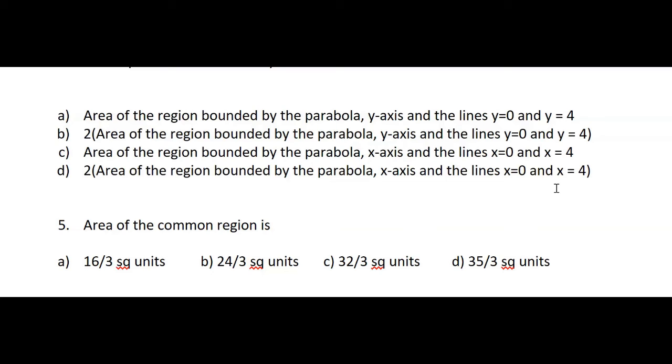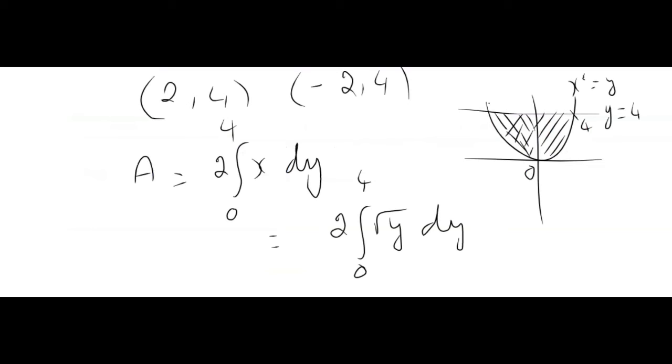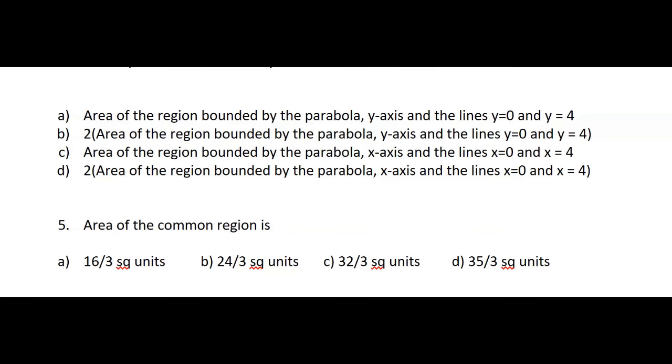From the figure, it is clear that it is going to be the region bounded between the line y is equal to 4 and the parabola. It is symmetrical about the y-axis. So we can calculate it as 2 times the area of the region bounded by the parabola, y-axis and the lines y is equal to 0 and y is equal to 4. So obviously, you can see that option B is the correct answer.